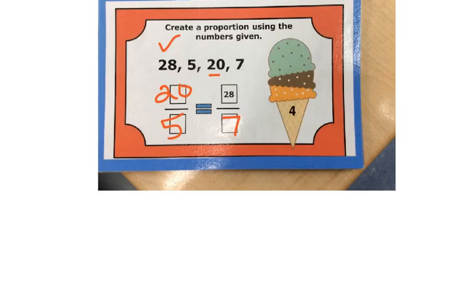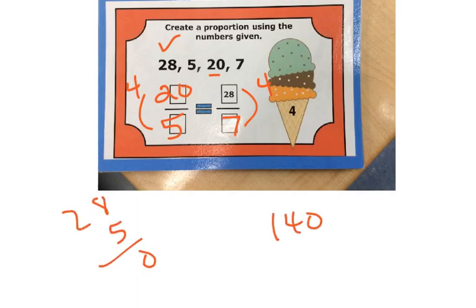So I've used all my numbers, and then I'm going to say, oh, wait a minute, that equals 4, and this equals 4. So I know already I've set it up pretty good. And then 20 times 7 is 140. And 28 times 5 will give me 5 times 140 as well. So this is a correct proportion. So if you arrange them and they don't give you the same cross products, try again. Look for the relationships between the numbers.